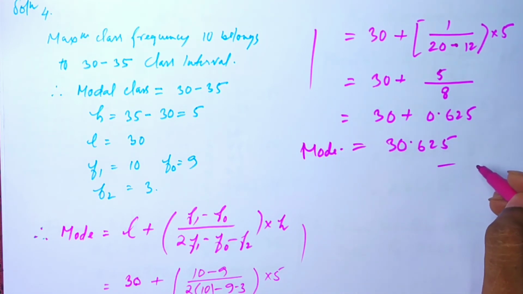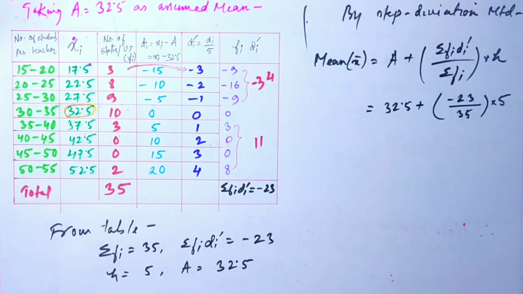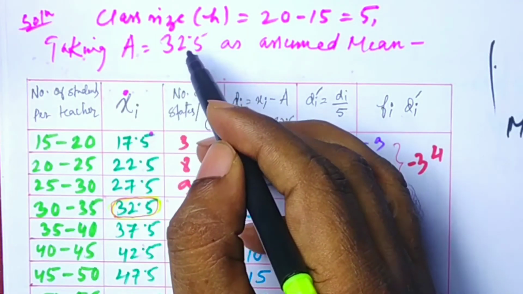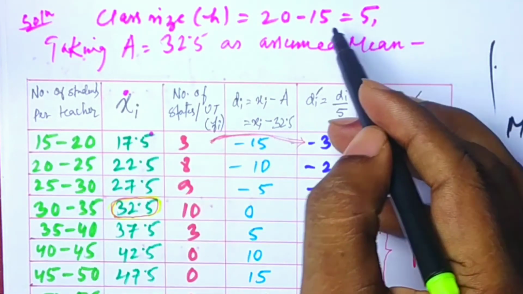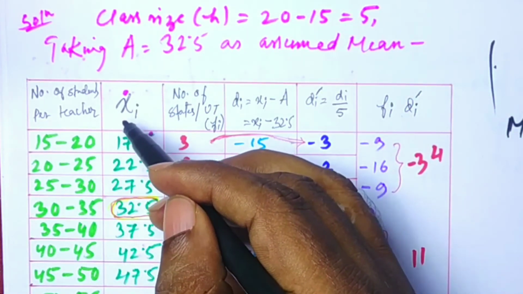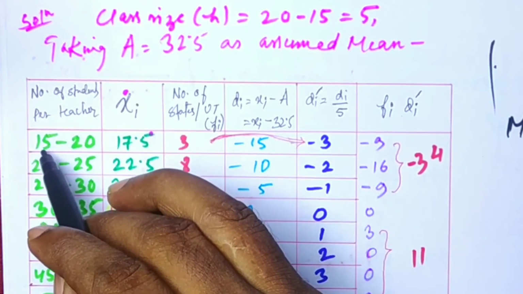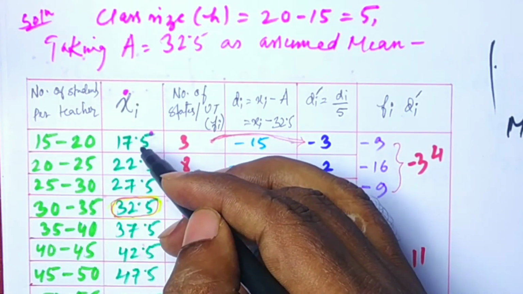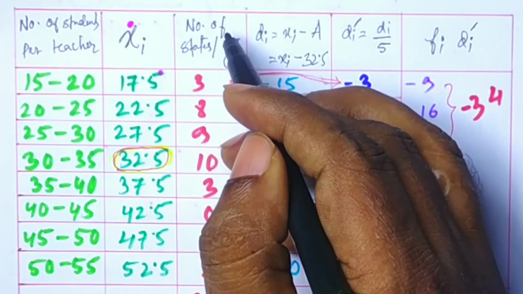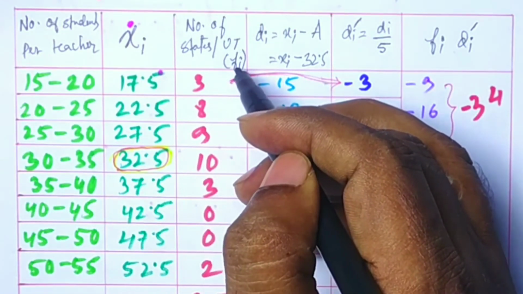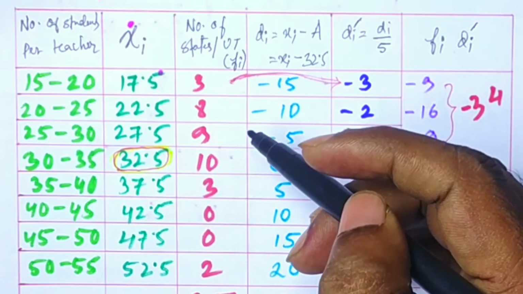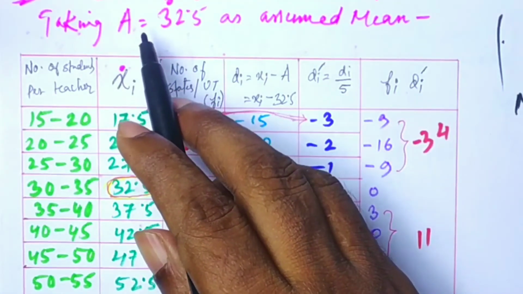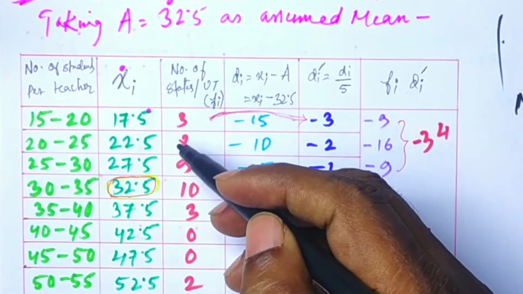Now let us calculate the mean. Here we have class size h, which is 20 minus 15, which is 5, and we have written the class and found out the class mark. We added 15 plus 20, 35, divided by 2 is 17.5. Likewise we got the other class marks. The number of states and UTs, f i, is given in the question itself, and we take 32.5 as our assumed mean.